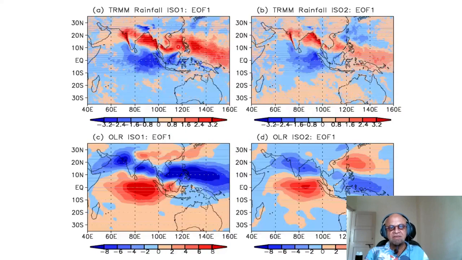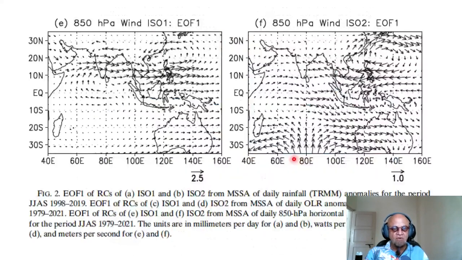ISO 2 is similar, tropics, extratropics, but much weaker in amplitude, and similarly in OLR. But remember, we were talking about eastward propagation and northeastward propagation in these two as well. Okay, so if you can track all those, good, otherwise don't worry.